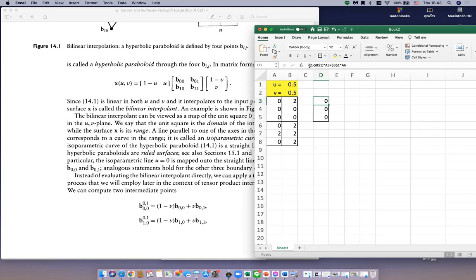So this will be just the new value here that you multiply by 1 minus u, or 1 minus v, sorry. Multiply by 1 minus v. And plus this one multiplied by this one, right? It will be similar.